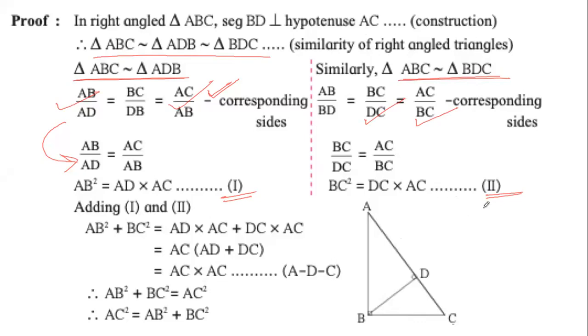Now, when we add equation 1 and equation 2, left hand side will be added to left hand side. So AB square is added to BC square. Right hand side will be added to right hand side. So AD into AC is added to DC into AC, not AD into AC. Now, there are these two terms. AC is common. We take the AC out common and we are left with AD and CD. We know AD plus CD equals AC, then this becomes AC square. Finally, the Pythagoras theorem is proved.